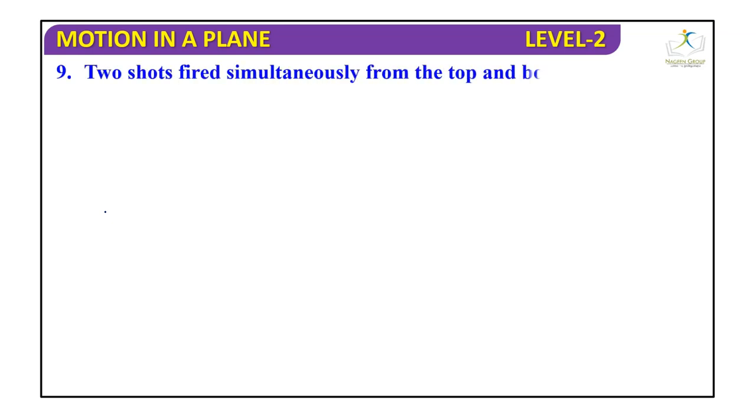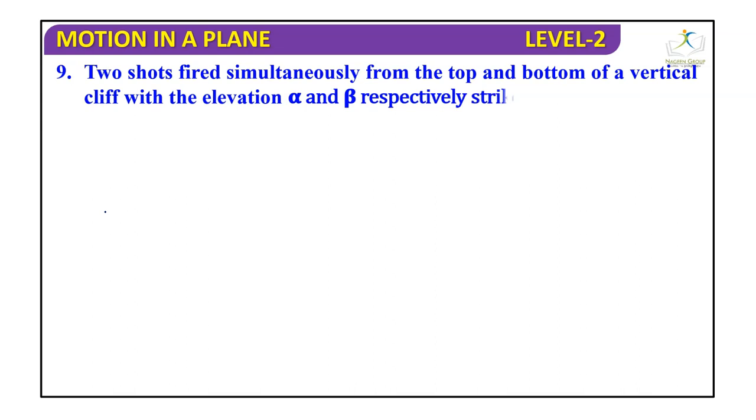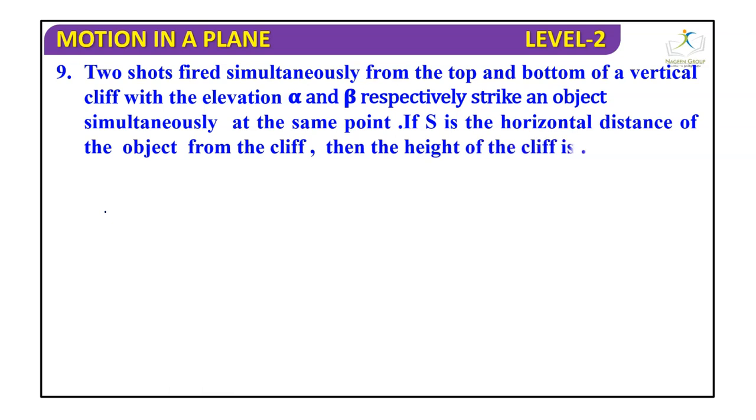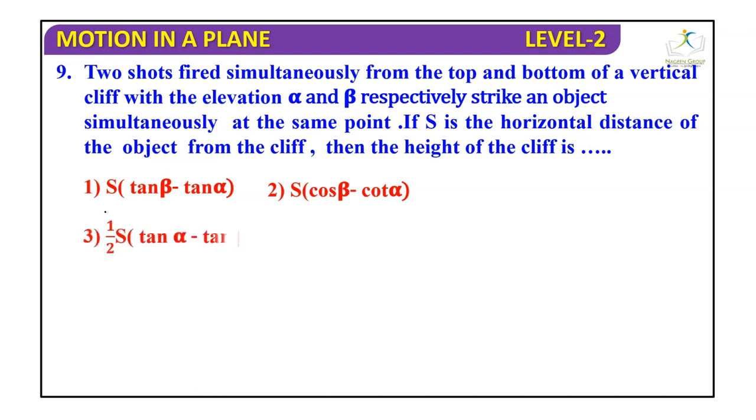Next question: two shots are fired simultaneously from the top and bottom of a vertical cliff with angles of elevation alpha and beta respectively. They strike an object simultaneously at the same point. If s is the horizontal distance of the object from the cliff, then the height of the cliff is: first, s times (tan beta minus tan alpha). Second, s times (cos beta minus cos alpha). Third, half s (tan alpha minus tan beta). And fourth, 1 by 2 times s (cot alpha minus cot beta).